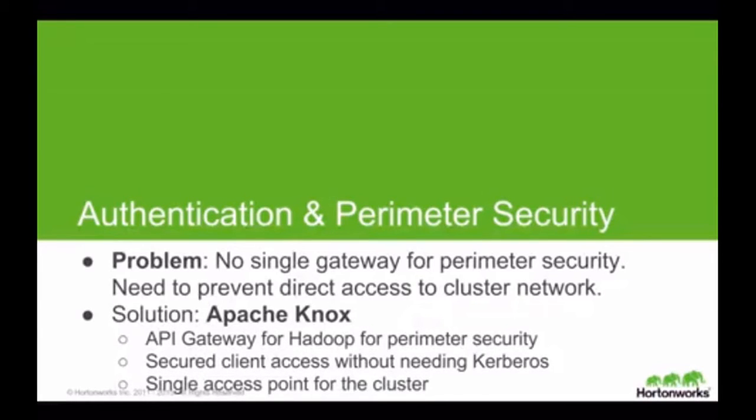Now, after we've got the authentication, there's more authentication. At the perimeter, you have something called Apache Knox. This acts as a sort of reverse gateway so that users are never within the cluster.